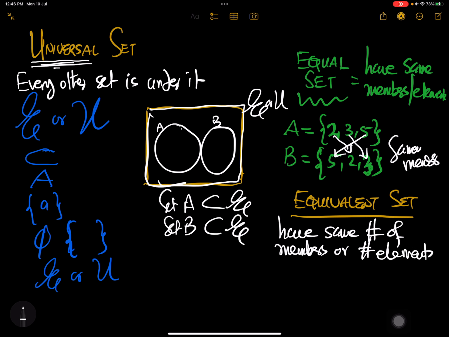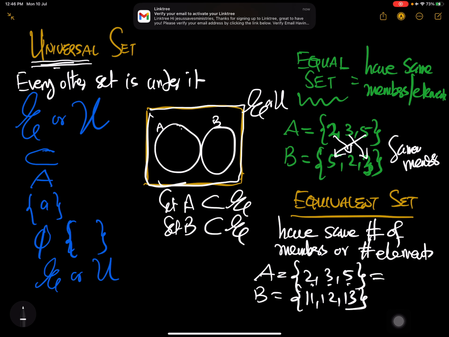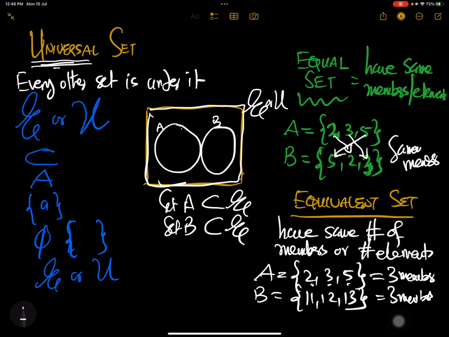All right, so let's say we have set A to be 2, 3, and 5, and then we also have set B to be 11, 12, and 13. You can see the members are different. There is no 2 in here, or 3 or 5 in there, right? They are different. However, this has 3 members, and that also has 3 members. So we can see that they are equivalent. But with equal sets, the members have to be the same. So let us not forget about that.